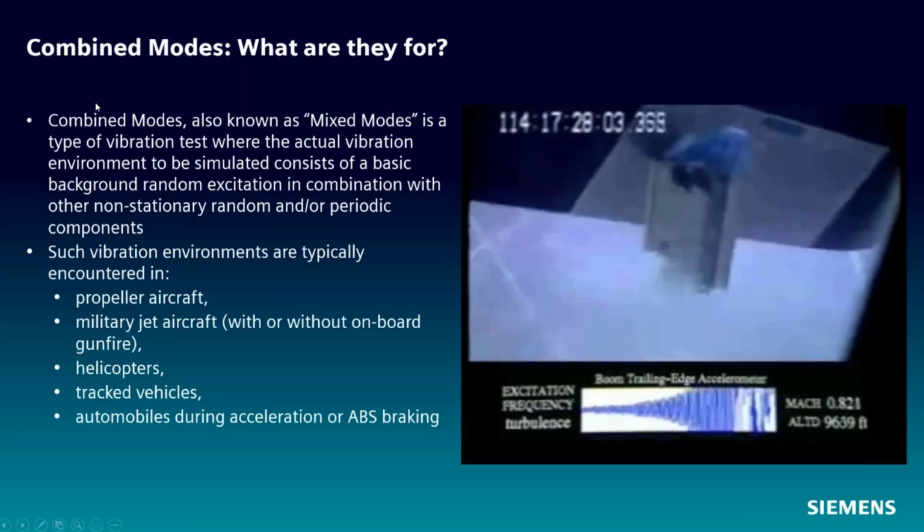This is a great example of what we call combined modes, what you might also hear called mixed modes. It's a type of vibration test where you have a baseband, a base random excitation that's fairly low level, with other non-stationary random or periodic components, or both. You see this in propeller aircraft, military jet aircraft, gunfire simulation, helicopters, tracked vehicles, automobiles.